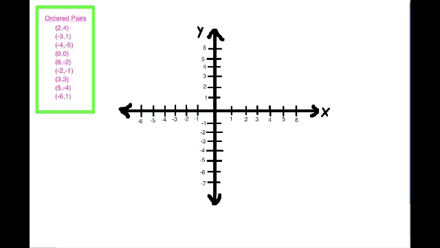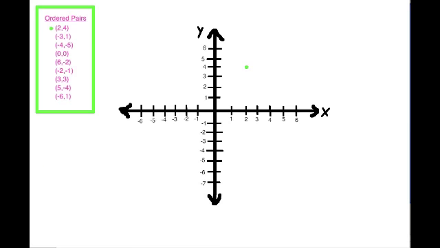Let's take a look at the first example. 2, 4. The first number in the ordered pair always corresponds to the x-axis, and the second number corresponds to the y-axis. So now that we understand what the graph looks like, we can plot this point. So we're going to look at the x-axis and go over 2 from the origin, and then we go up to y, and that's up 4. So we're going to put the point at 2, 4. As you can see, this point is located in the first quadrant.